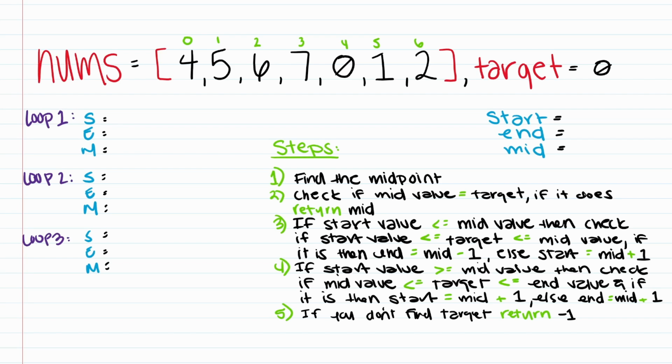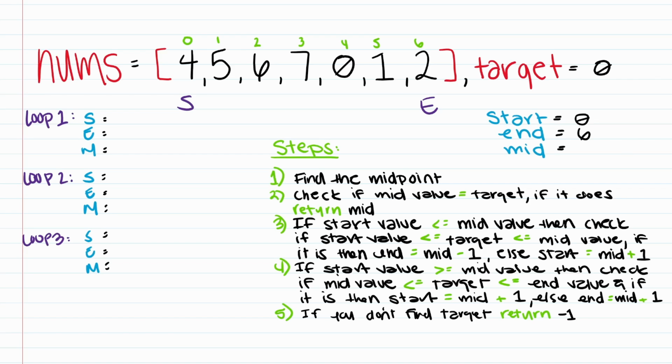And as we go along this problem, we're going to be keeping track of 3 main variables. That's going to be our start variable right here, our end, and our mid variables. Our start variable is going to start at the beginning of the array. Crazy, right? So we're going to start at 0, and this is just going to be start. And then our end variable is going to be at the end of the array. So it's going to be in the 6th spot, so it is 6. And then this is going to be end.